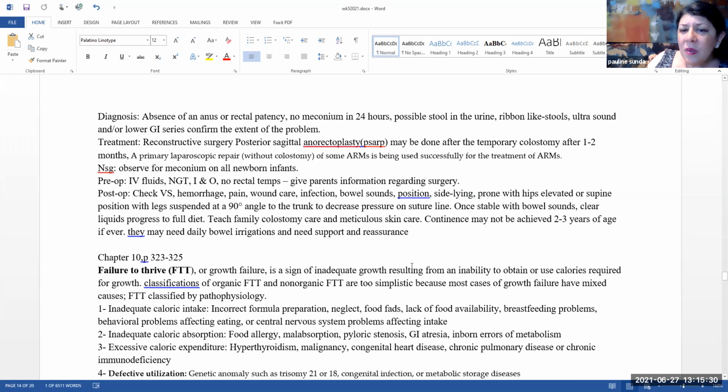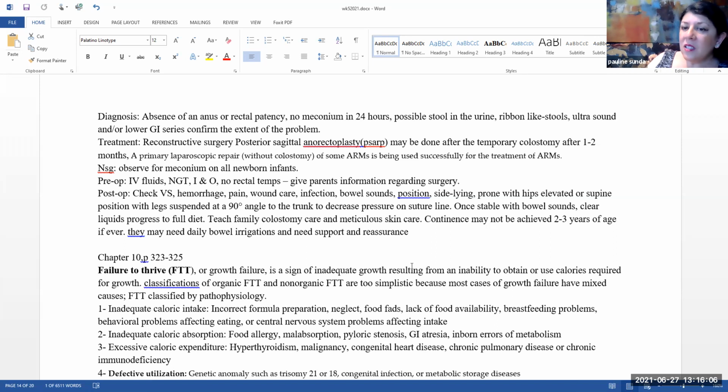Bowel sounds. Typically they will be positioned side lying or prone with the hips elevated, or supine with their legs suspended at a 90-degree angle to the trunk. And this will actually help to decrease the pressure on the suture line. Once stable with bowel sounds, a clear liquid diet may be begun, and then they can progress to their regular diet. Again, these children often initially have a colostomy, and parents need to be taught colostomy care.